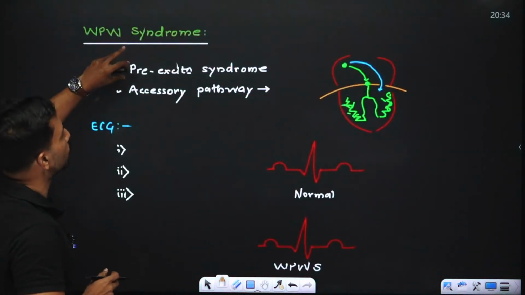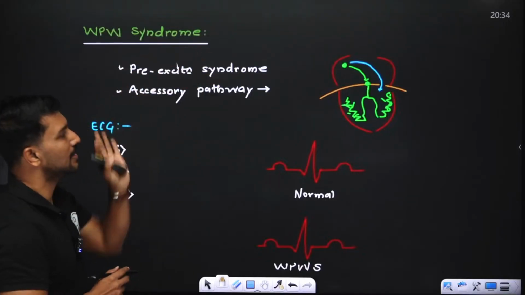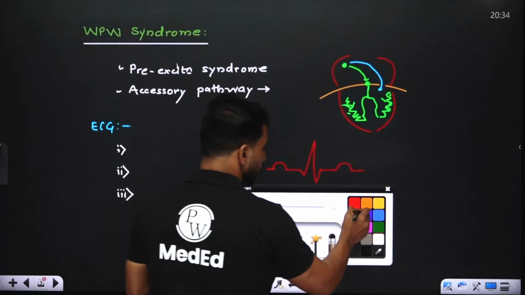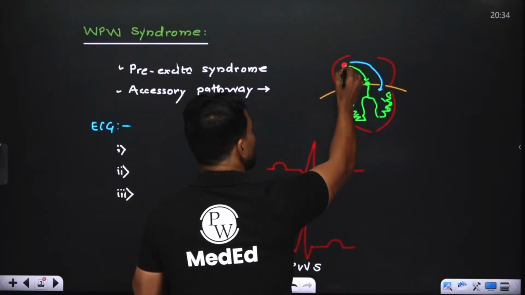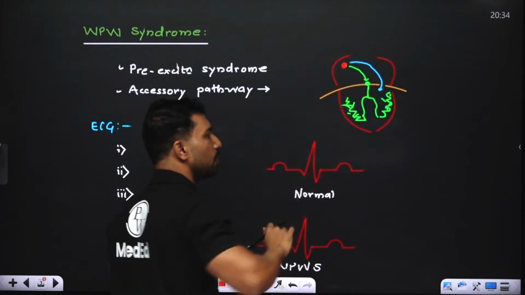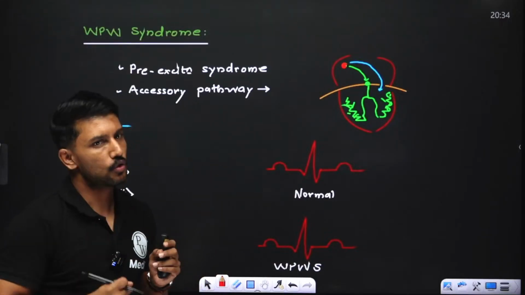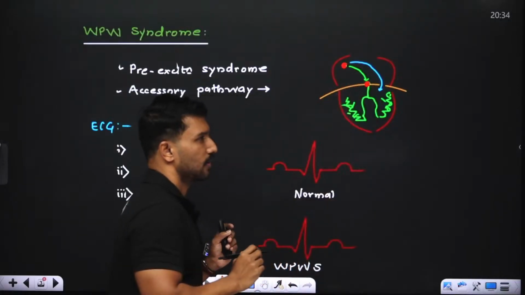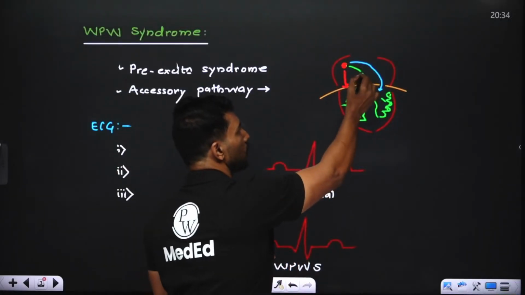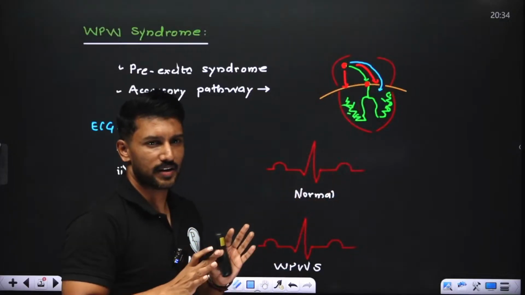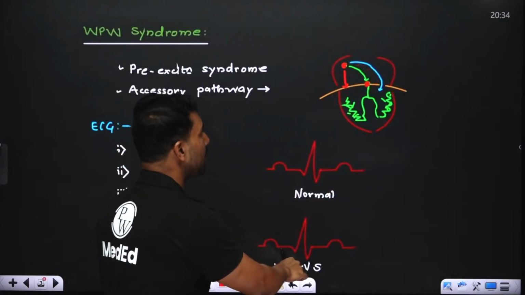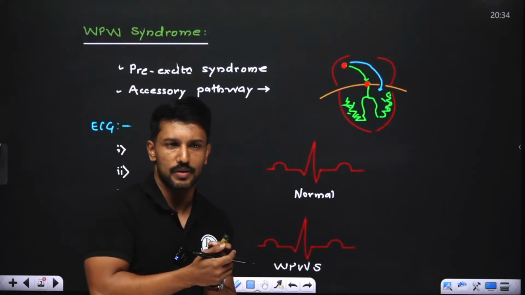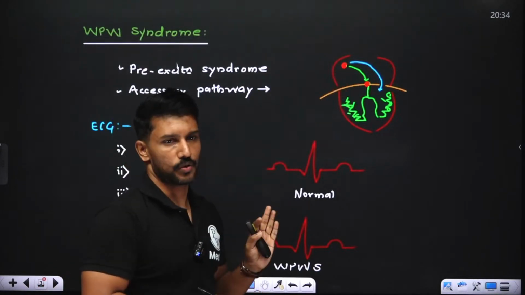We call WPW syndrome a pre-excitation syndrome. Why do we call it a pre-excitation syndrome? Normally, when the SA node acts as a pacemaker and sends an electrical impulse to the ventricle for the ventricle to contract, it can only pass through the AV node. There is no other point of entry for this electrical impulse into the ventricle, because the cells between the atria and ventricle are lined by tight junctions. They do not allow the passage of electrical impulse. The only pathway is the AV node.